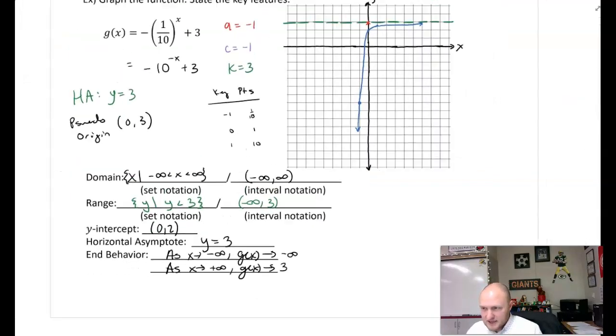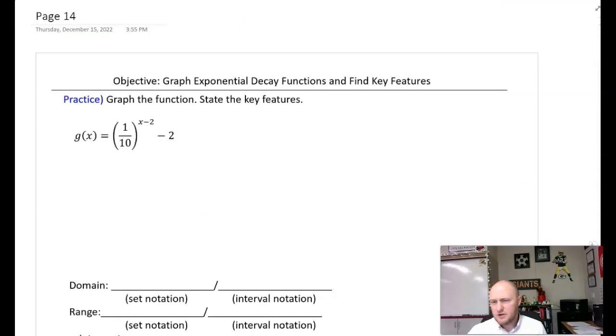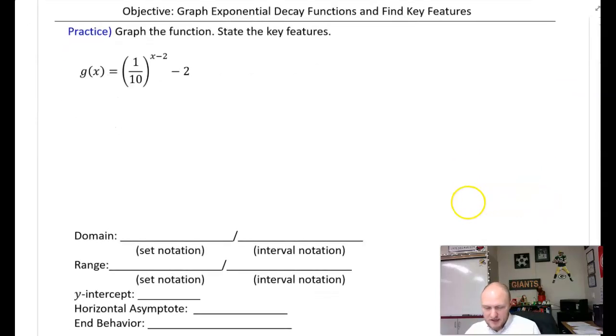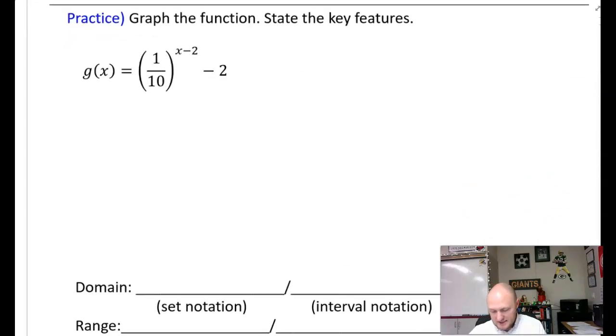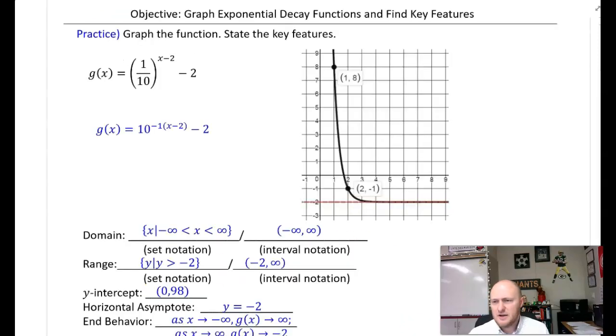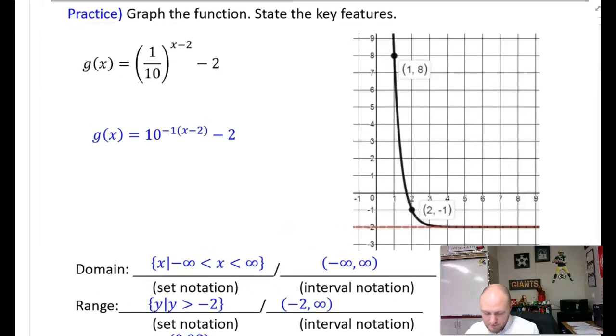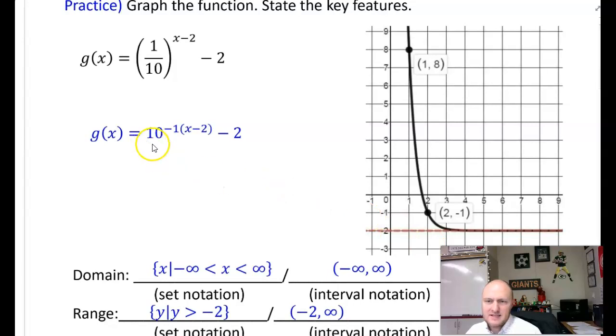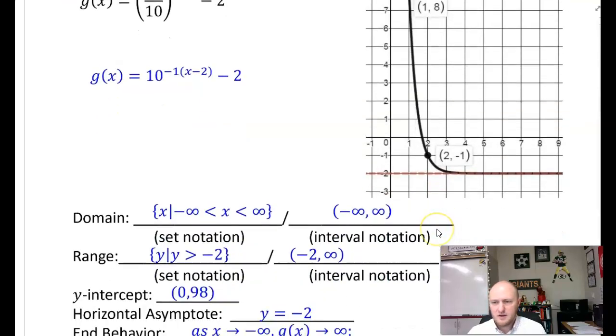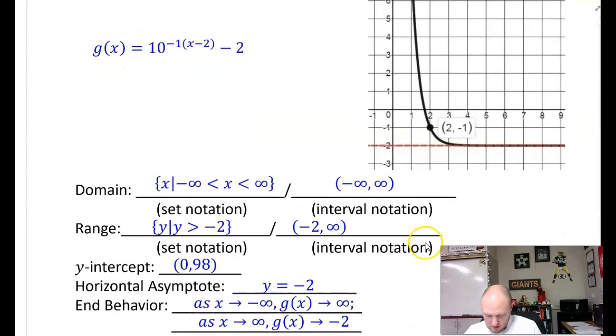Not too complicated. I do have a practice problem for you. Here is an example. Please go ahead, pause the video, try this example. Okay, here is the solution for the last example. Hopefully you rewrote it as base 10 with a c value of -1. We're shifting right 2 and down 2, so your horizontal asymptote is y equals -2. And we just have base 10, so I'm going to go left 1, up 10, up 1, up 1/10. And then here are the key features.